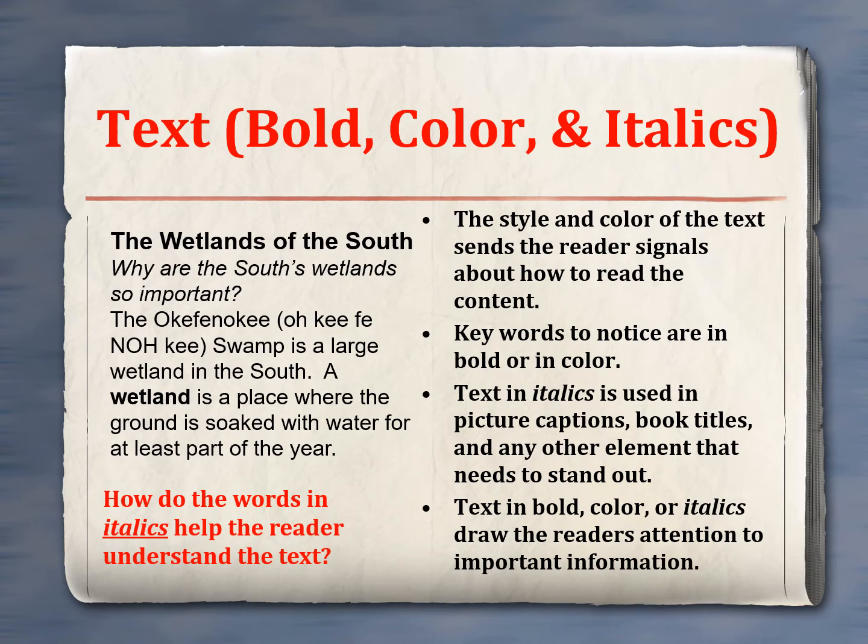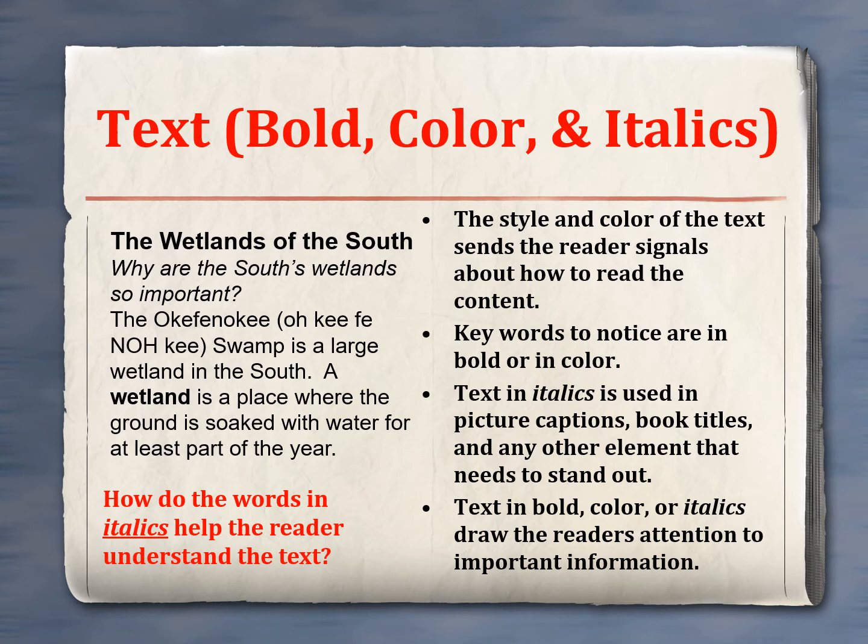Okay, so the next very important text feature we have is the text itself, okay? So the text itself can be bolded, it can be colored, it can be in italics, it can be underlined, it can have a strike through. There are lots of things that authors can do with the text to draw your attention. And that's what it's supposed to do, guys. It's supposed to draw your attention, and then it gives you signals on what to do with that content, okay? So if you're reading and you're not paying attention to when something is bolded or when it's italicized or when it's underlined, then you're not going to fully comprehend what you are reading, okay?